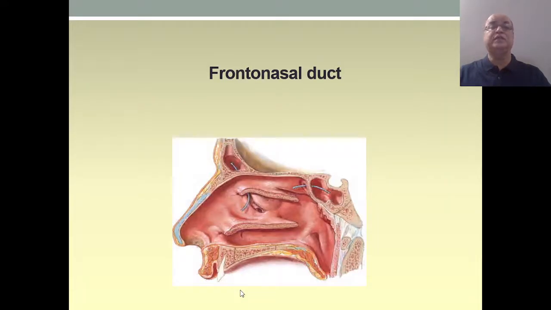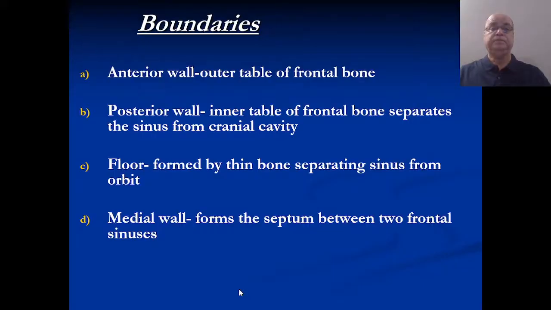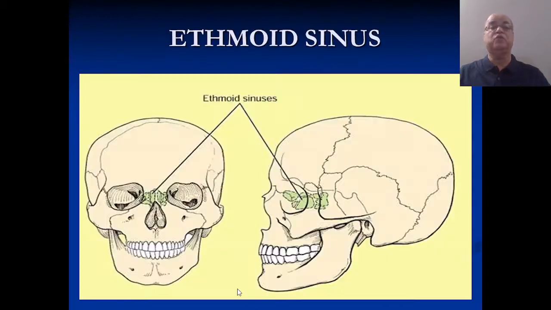The frontonasal duct opens into the middle meatus. The anterior wall is formed by the outer table and the posterior wall is formed by the inner table of the frontal bone, which separates the sinus from the cranial cavity. The floor is formed by a thin bone which separates the sinus from the orbit, and the medial wall is the thin bony septum between the two frontal sinuses.